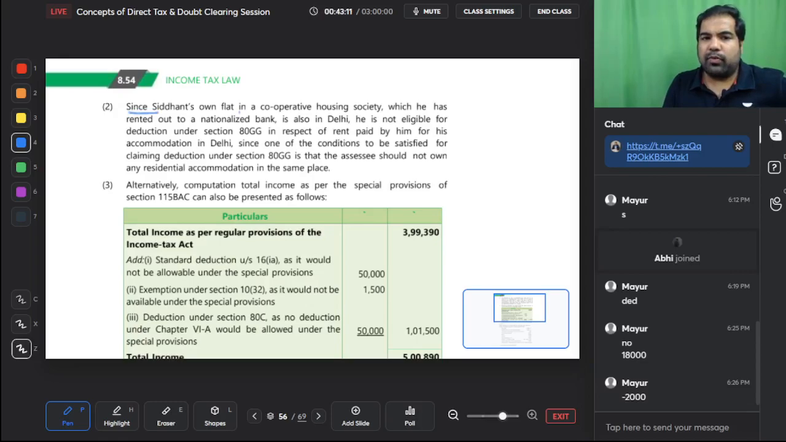Since Siddhant owns a flat in a cooperative housing society which he has rented out to a nationalized bank, he is not eligible for deduction under 80GG. But otherwise, guys, remember, whenever you're paying rent, you will either get an HRA exemption or you will get 80GG. Perfect.